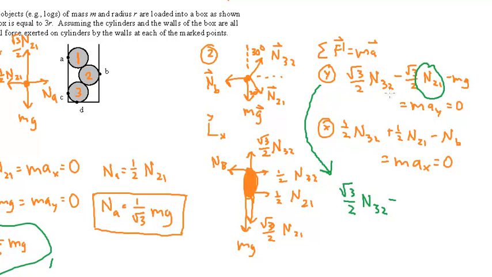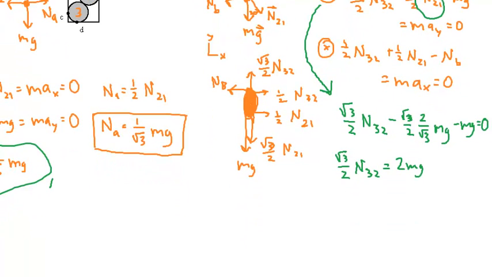Whew, okay, so what I want to do now is switch to green and take the y equation first and plug in the value we got earlier for N21, which is 2 over root 3 mg. That was the normal force that 2 exerted on 1, right? And so the normal force that 1 exerts on 2, which is this N21, should be the same, just in the opposite direction. And that's how we've done it.